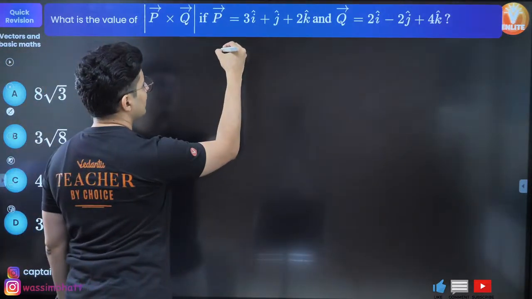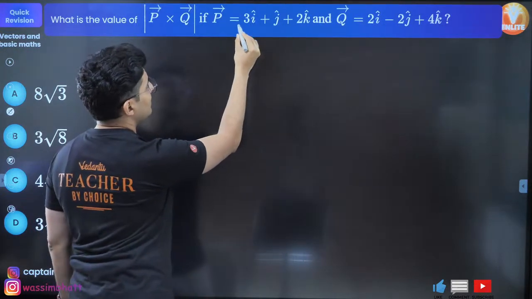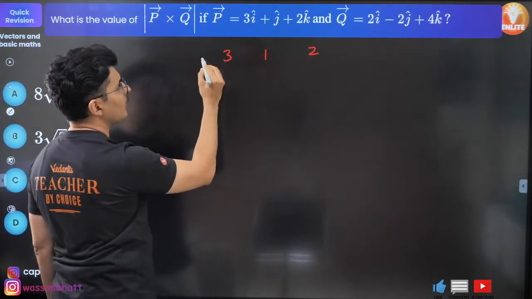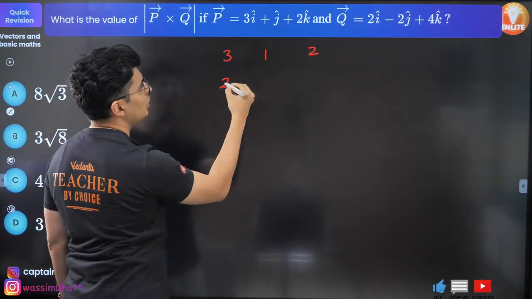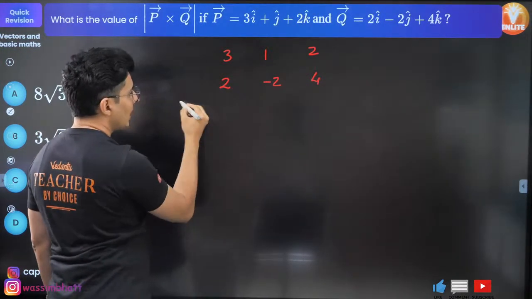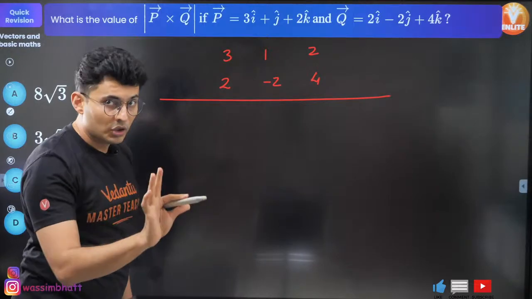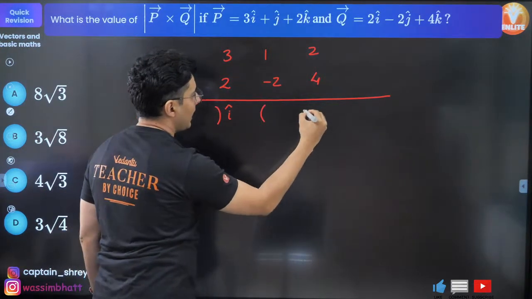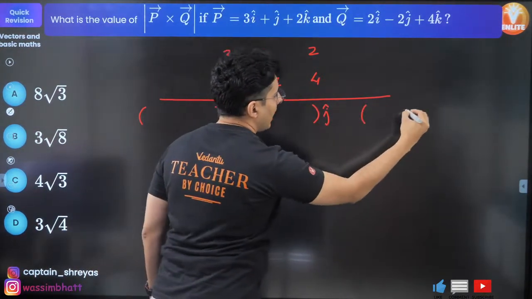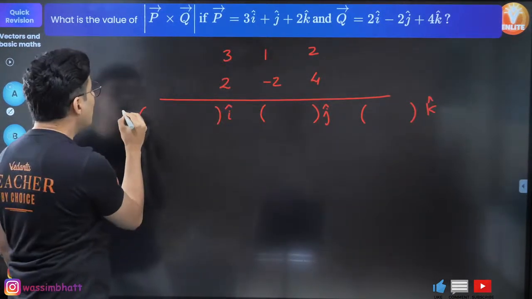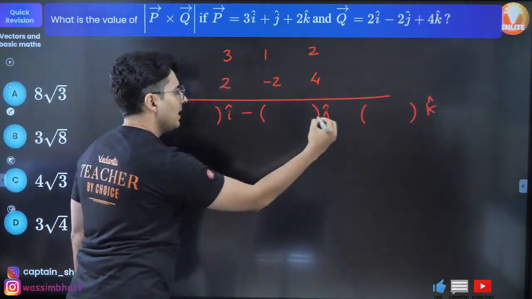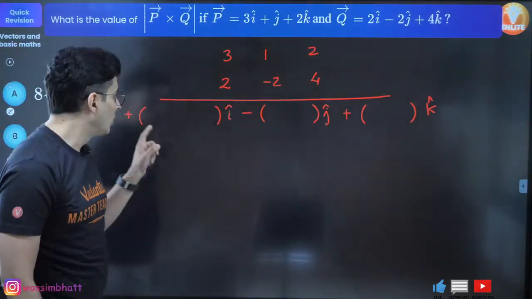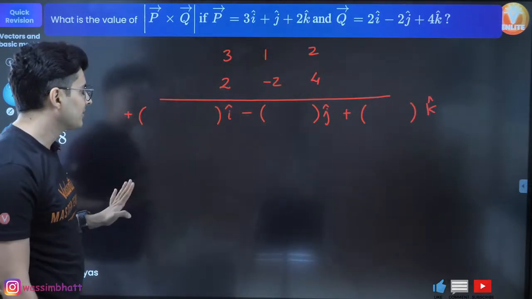What is the trick? Just write down the three coefficients. First one is 3, the second one is 1, the next one is 2. This is for P. The next, Q, has coefficients 2, -2 and 4. And then all you have to do is put brackets, put I cap, put brackets, put J cap, put brackets, put K cap. But here you put plus, then put minus, and then put plus. This is the trick. Don't ask why, sir. I'm telling you, this is what you should do. Plus, minus, plus. This is like determinants anyways.